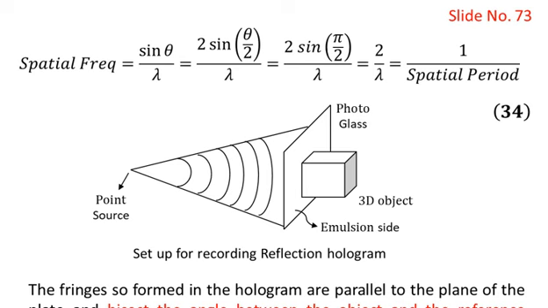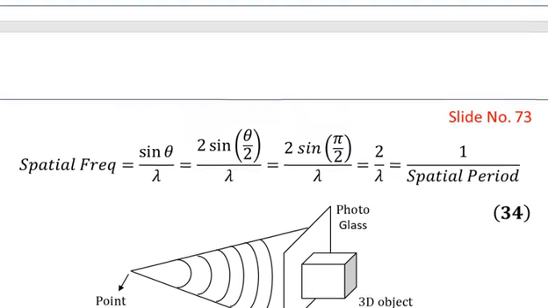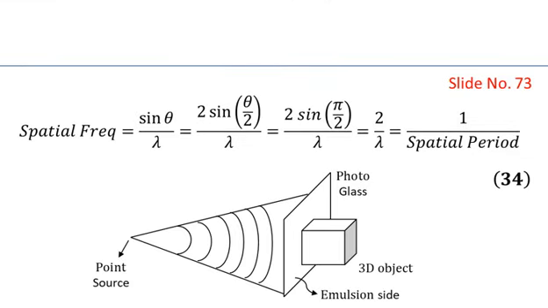But for the other parts of the beam which are scattered in different directions and hitting the photographic emulsion at different points will be making different angles. So theta will be different in that case. So we may consider the extreme angle theta, because we want to see what is the maximum value of the spatial frequency formed at the photographic plate. So for that one we are using equation number 34 to give the spatial frequency of the fringes, which is sine theta over lambda.